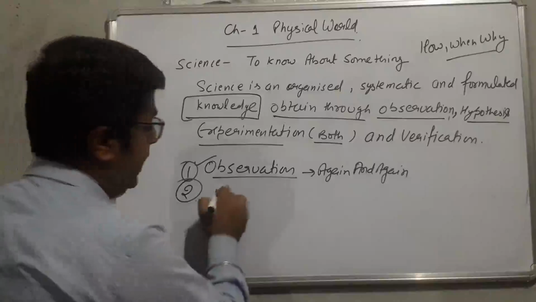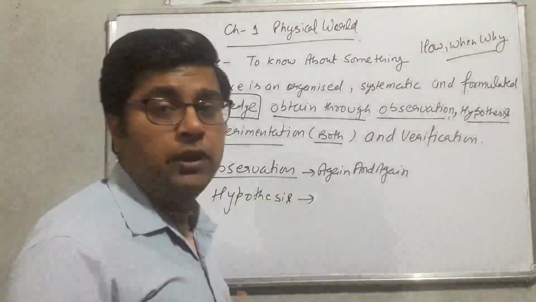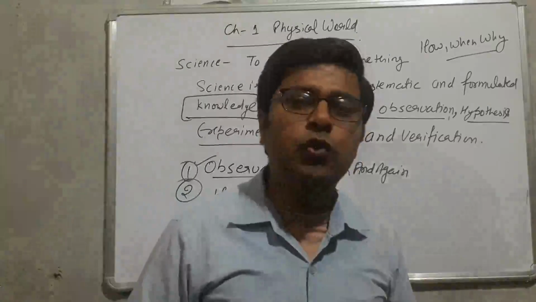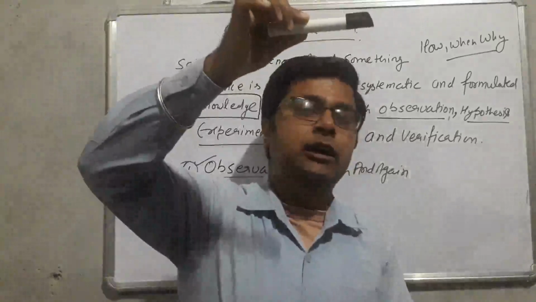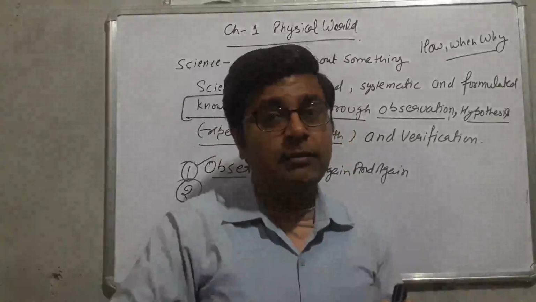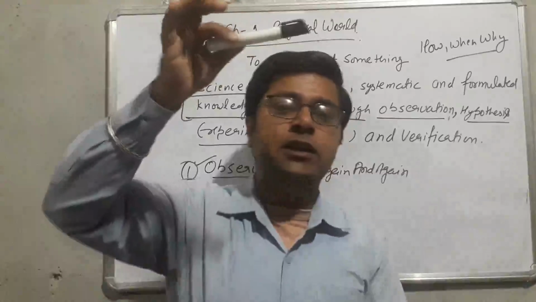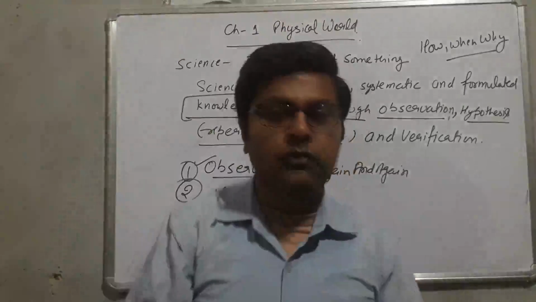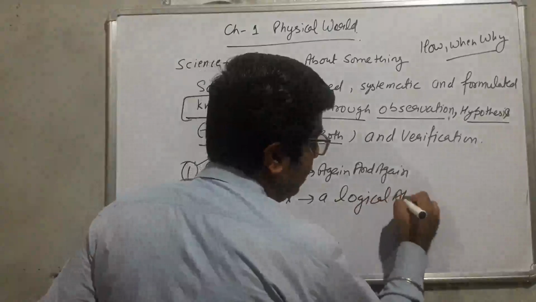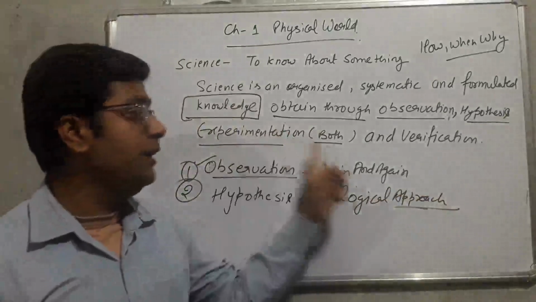Then the second thing is hypothesis. It means we give a logical approach that maybe due to this reason it happens. Nowadays we know very well that this pen has a gravity force due to which it falls down. But we could just give a logical approach that maybe there is some external force which is not visible to us, acting on this pen, due to which it falls down.